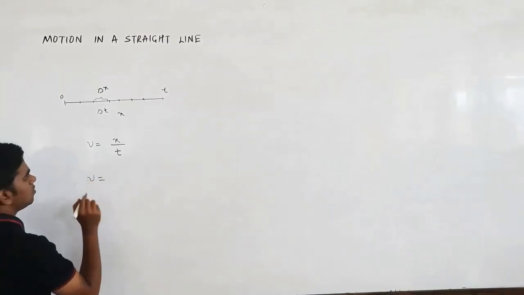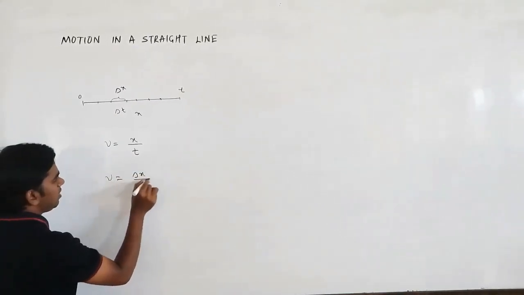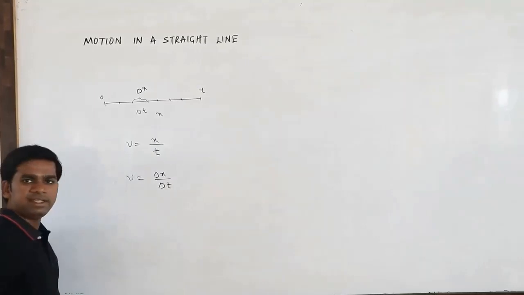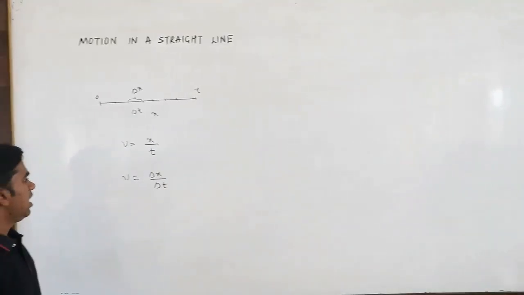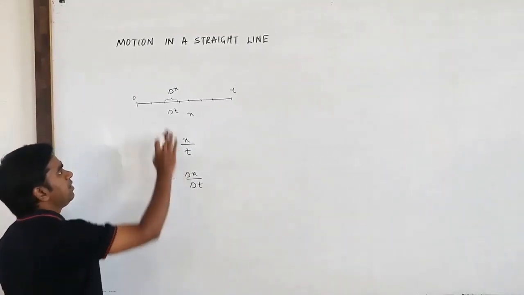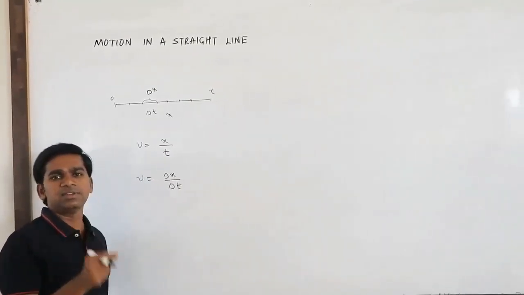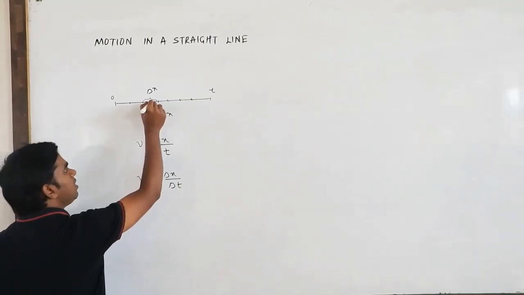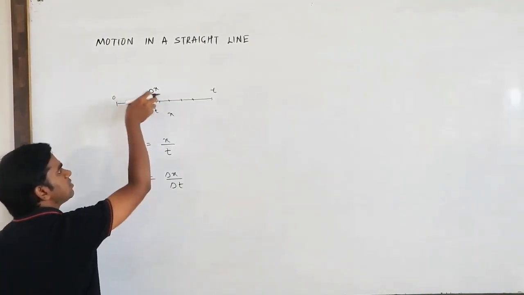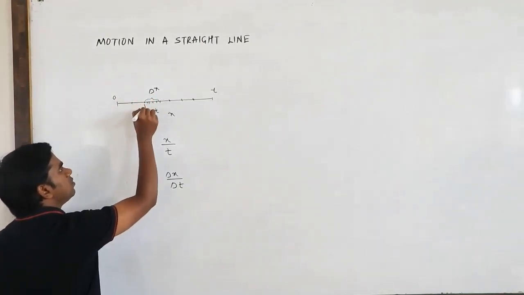So v equals, what can you write? Delta x divided by delta t. Again, still it is changing continuously. If it is changing in a very small interval of time, then what will happen? Again you have to divide this distance, or this displacement, and time.